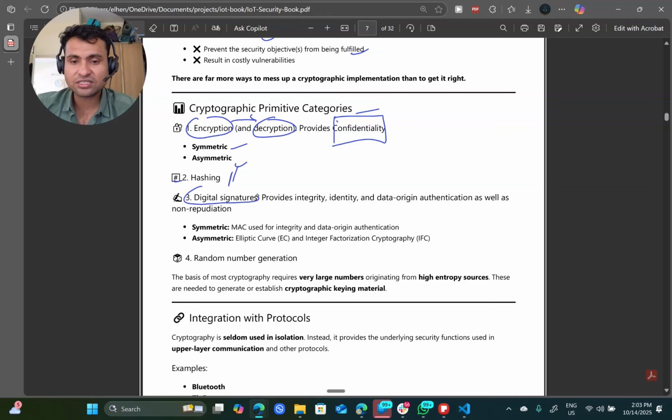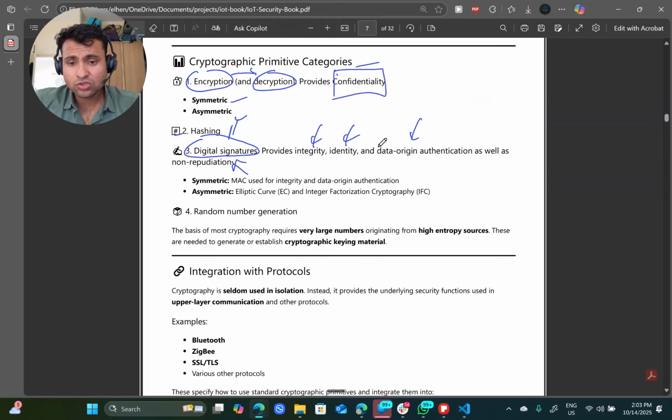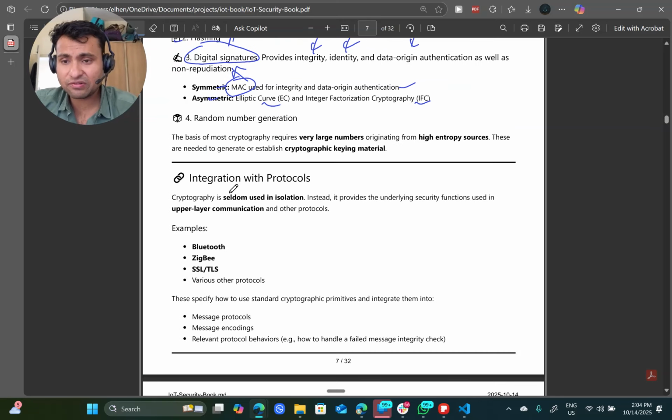Then comes digital signatures. These provide integrity, identity, and data origin authentication, as well as non-repudiation. Digital signatures are also of two types: symmetric and asymmetric. In symmetric, a MAC is used for integrity and data origin authentication. In asymmetric, we use elliptic curves and integer factorization cryptography, called IFC. These are different techniques.